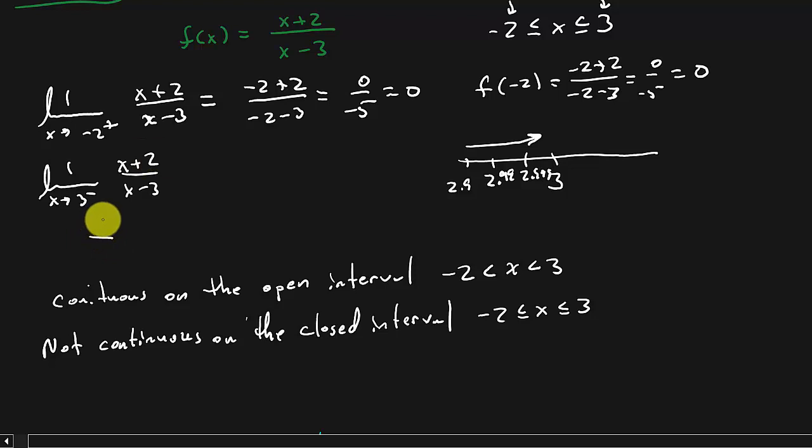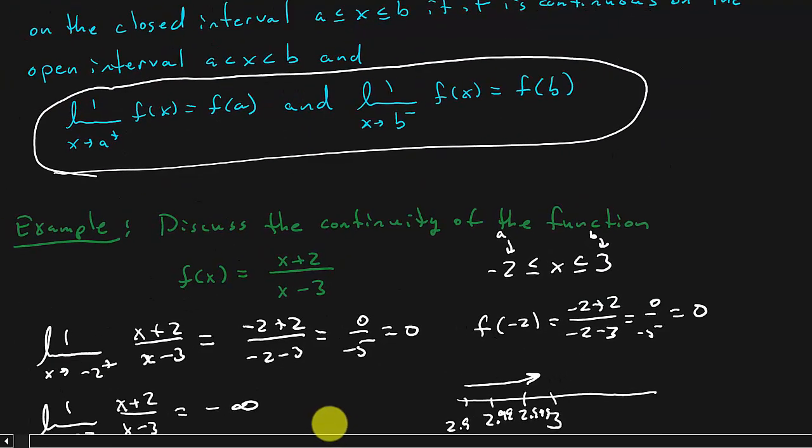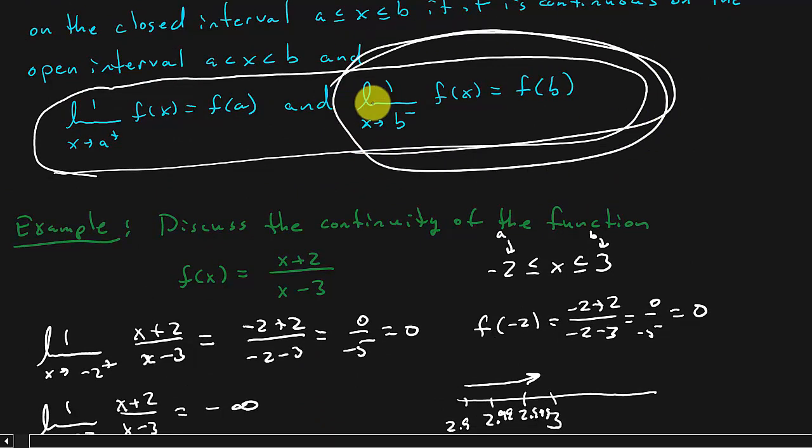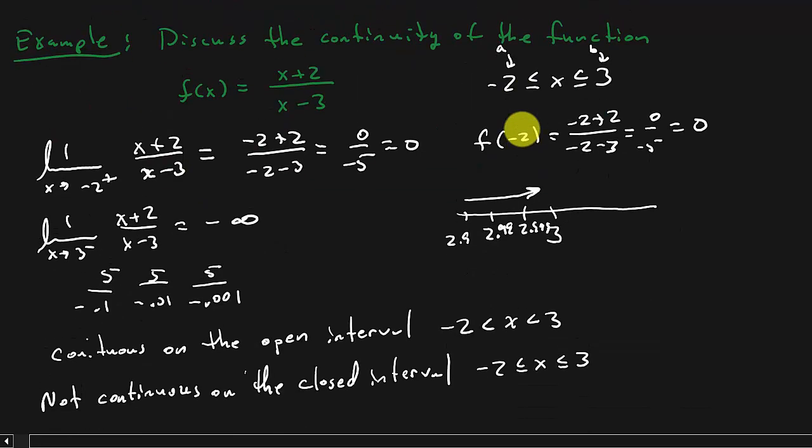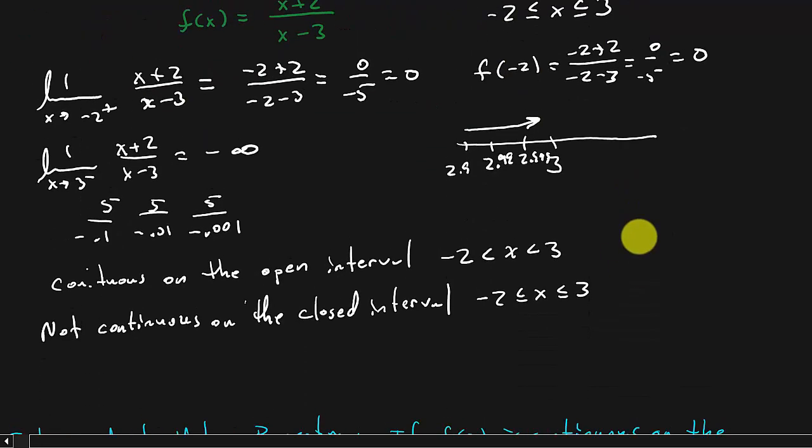Well, 2.9 plus 2 is 4.9, which is basically 5. And then this is going to be 5 over -0.1, 5 over -0.01, 5 over -0.001, and so on. So we can see this is going to negative infinity. That limit doesn't exist. So this one right here doesn't meet that requirement. So that's where we can say it's not continuous on the closed interval because it's not continuous at 3.